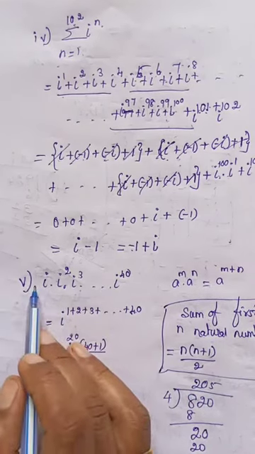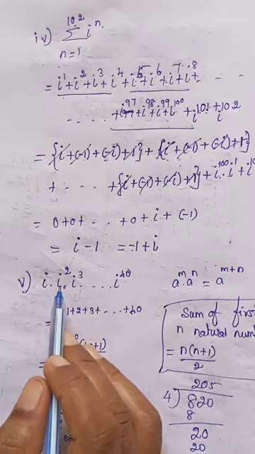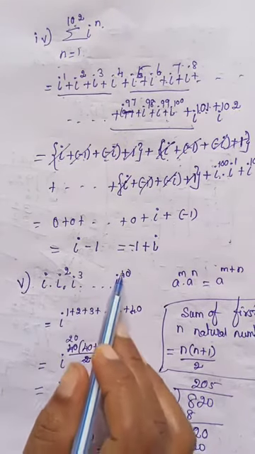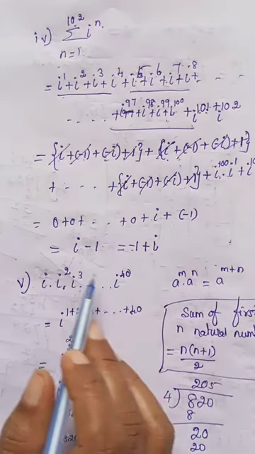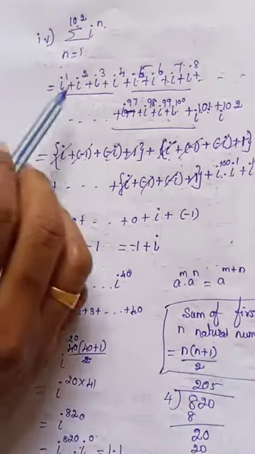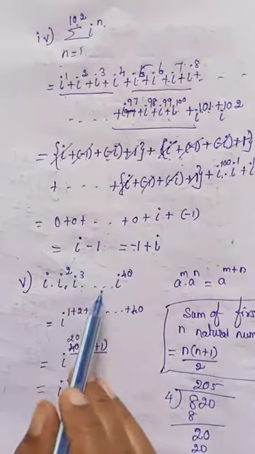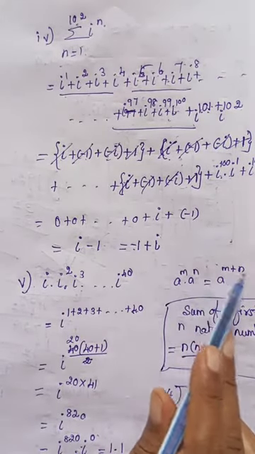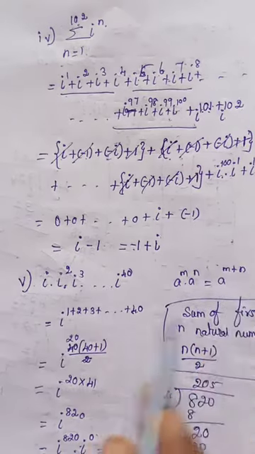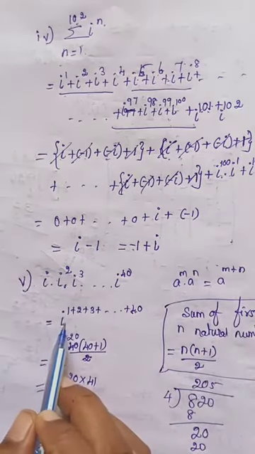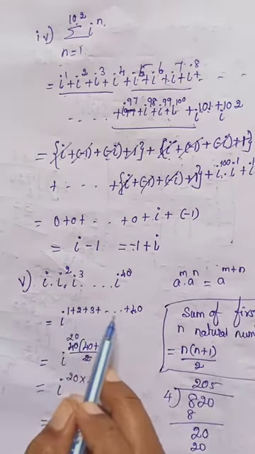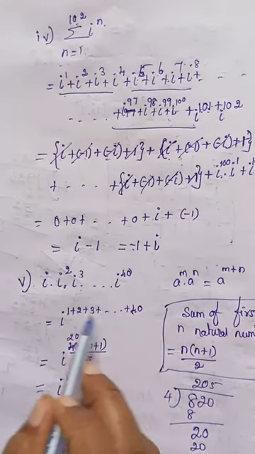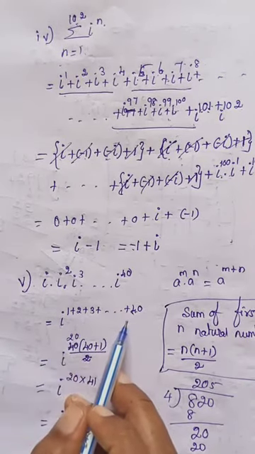Now subdivision 5 is i into i square into i cube, etc., up to i power 40. Here it's in multiplication. We know that a power m into a power n can be written as a power m plus n. So we can add all the powers: i power 1 plus 2 plus 3 plus etc. plus 40. That is the sum of the first 40 natural numbers.